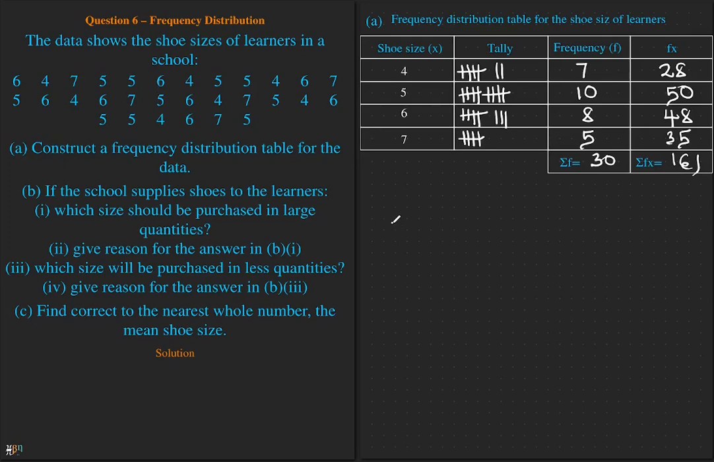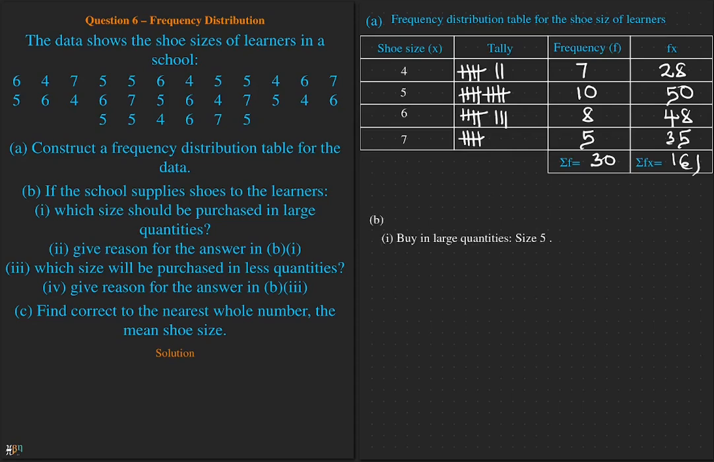Hence, A has been solved. Then we come to B. B says, if the school supplies shoes to the learners, first of all, which size should be purchased in large quantity? Now, looking at the data we have here, there are more people with shoe size 5. So they have to buy in large quantity size 5 because it has the highest frequency. You see, it has the highest frequency. So that will be our solution for B(i).